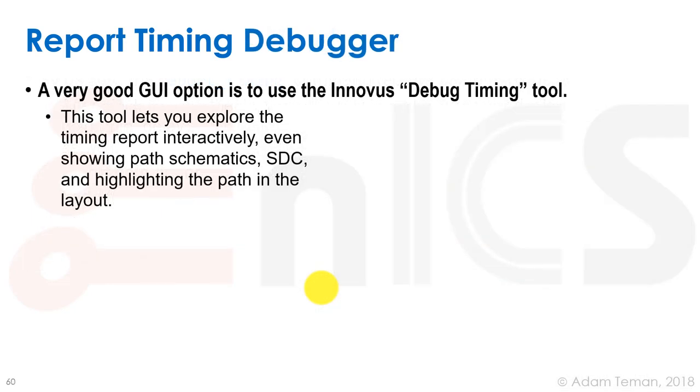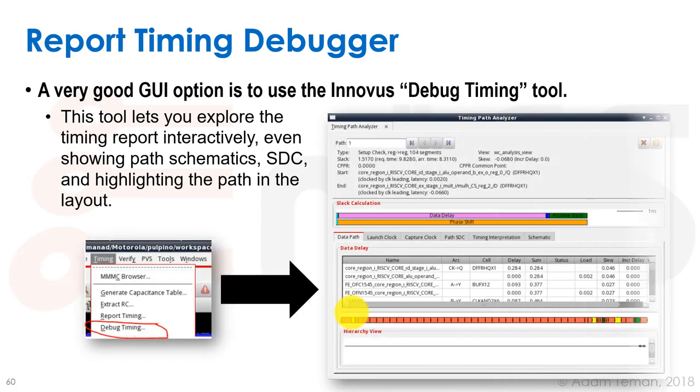There's a very good UI option in Novus that's called the debug timing tool. It now is available in Genus as well with the Stylus Common UI. And what you can do is explore the timing report interactively, showing path schematics, SDC, highlighting the path in the layout. It's very convenient, even though us backend guys don't like to use GUIs. Well, how do you get to it?